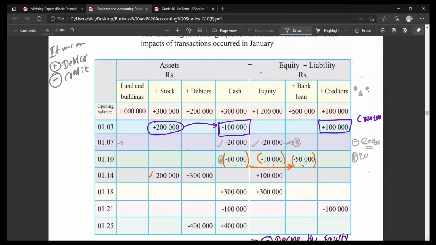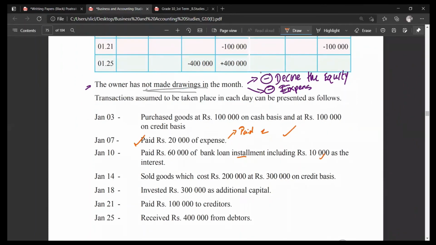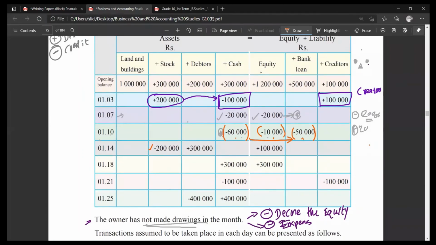Sold 200,000 worth of goods. Sold goods which cost 200,000 at 300,000 on credit basis. Definitely the word credit basis should be there, because here cash has not come to us. Okay, I think you got it.